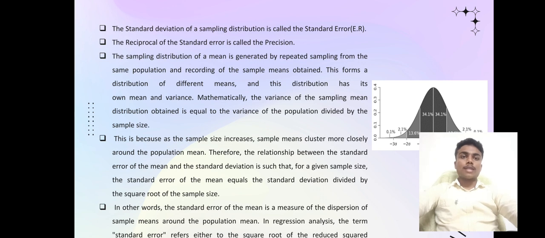In other words, the standard error of the mean is a measure of the dispersion of the sample means around the population mean. In regression analysis, the term standard error refers either to the square root of the reduced chi-squared or the standard error of the regression.